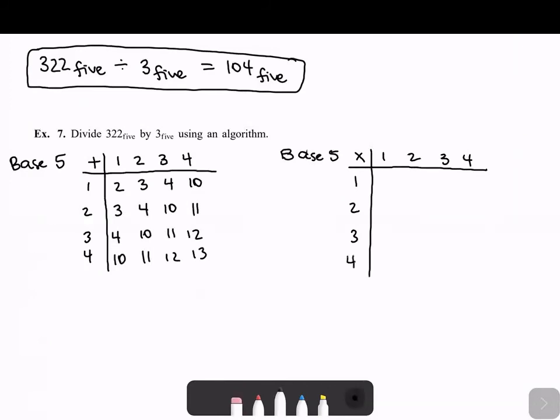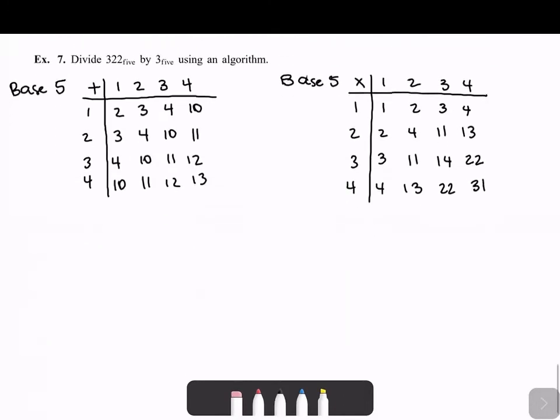Okay, so 1 times anything is 1. So that makes this first row, the first column, a lot easier to figure out. 2 times 2 is 4. 2 times 3 is 1, 1. 2 times 4 is 1, 3. We echo that down here. 3 times 3 is 1, 4. 3 times 4 is 2, 2. And 4 times 4 is 2, no, it's 3, 1. Okay, so we have these tables to help us do this.